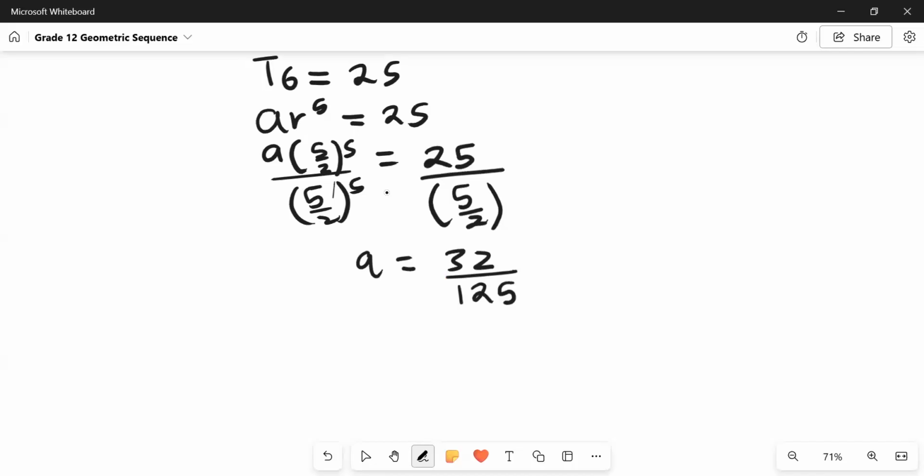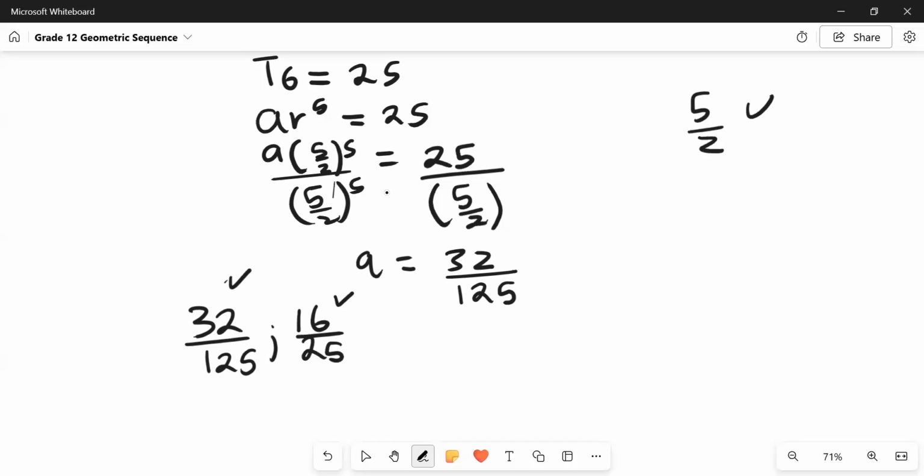And then from here, you just multiply your A with your R. What is your R? We said R is 5/2. So multiply this term with 5/2. When you multiply it, we get 16/25. Multiply this term with R again, you get 8/5. And then you have your pattern again. Then we're done.